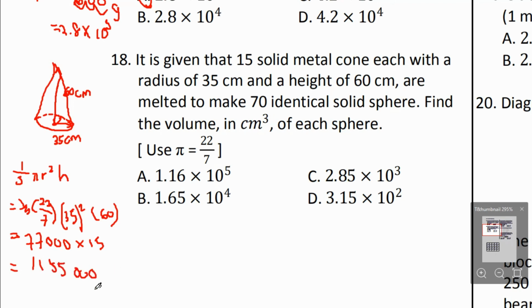1155000. As much volume of metal cone is melted, then it has to melt to 70 identical solid spheres. So to find the volume of one sphere, you just need to divide it by 70. Then the answer will be 16500. Change it to standard form 1, 2, 3, 4. So 1.65 times 10 to the power of 4.